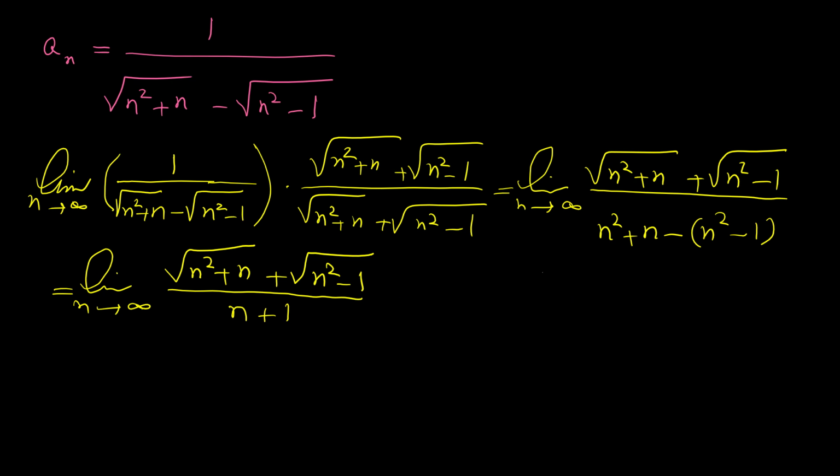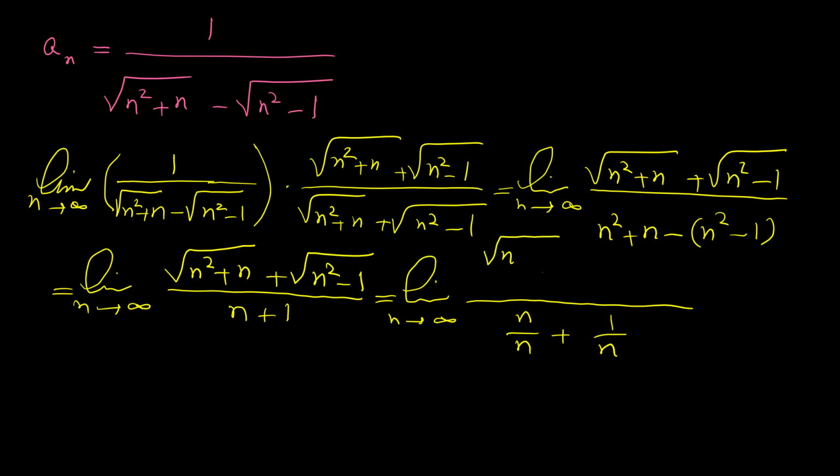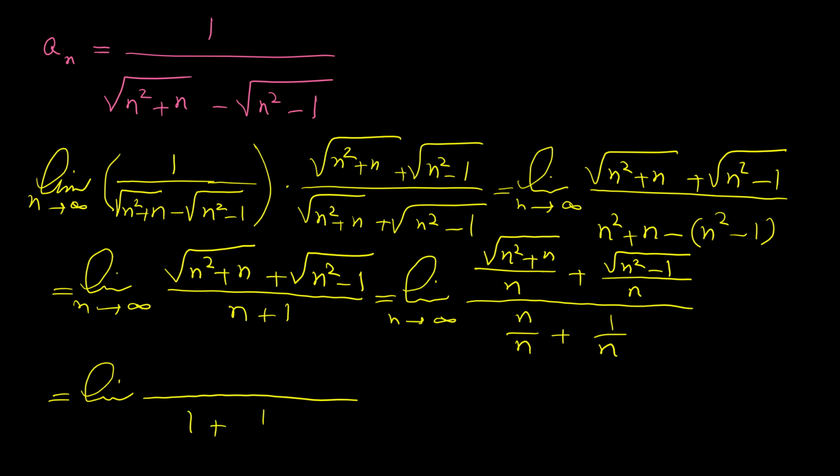But if we want to show our work, we divide again the numerator and denominator by the highest degree of the denominator. In the denominator we have n to the 1, so we divide every term by n: n over n plus 1 over n. In the numerator, radical n to the 2 plus n all over n plus radical n to the 2 minus 1 over n. If we simplify the denominator, we have 1 plus 1 over n.